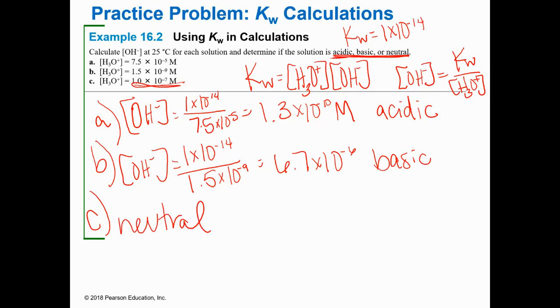You should not even have to determine what the OH is, because when it's 1 times 10 to the negative 7, they're equal. So OH and hydronium are 1 times 10 to the negative 7.